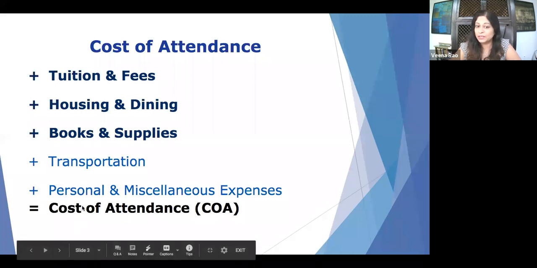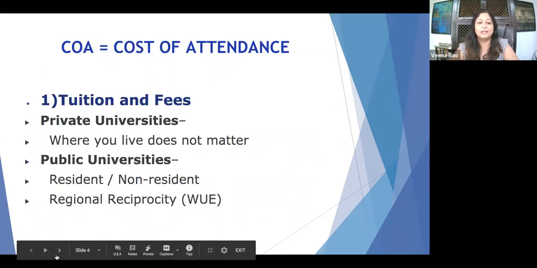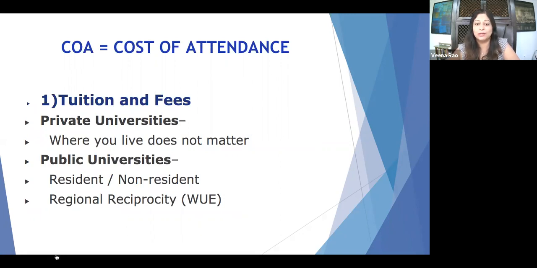A few of these are fixed costs, meaning that there's nothing we can do to change them, but a few of them do change over the course of the first through the 4th year. So in terms of tuition and fees, if you look at a private university, it doesn't really matter whether you are in-state or out-of-state. The tuition cost is the same for everyone. For a public university, it does matter whether you're in or out of state. And even in California, there's a difference between the CSU price tag and that of the UCs.